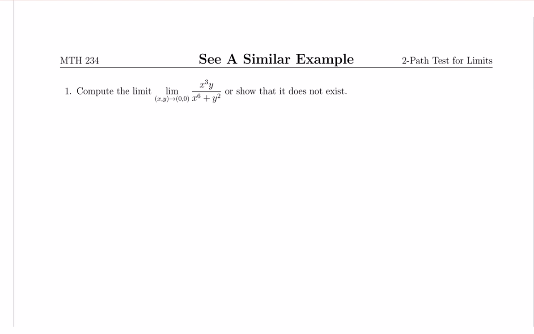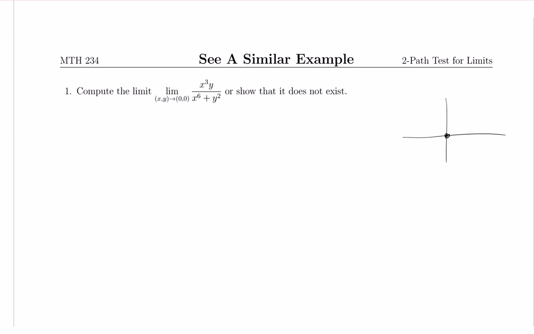That is, we need to find two paths of approach towards the point 0, 0, which give different limits. And the main idea is, rather than try two paths at random, the easiest thing to do first is to try all straight line paths at the same time. So, that is, we want to approach this point and take the limit as we get close to the point 0, 0.